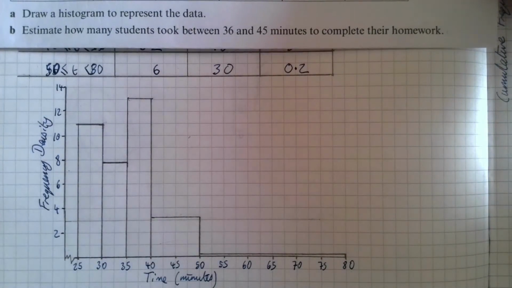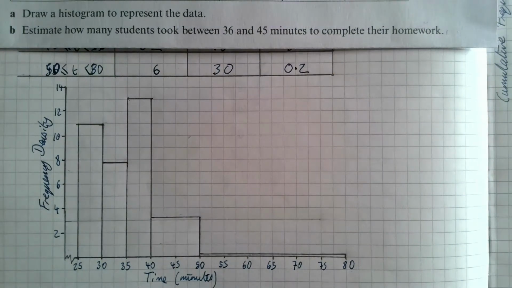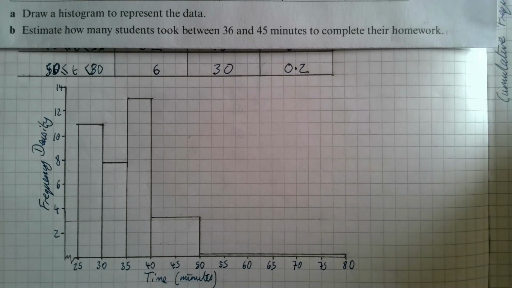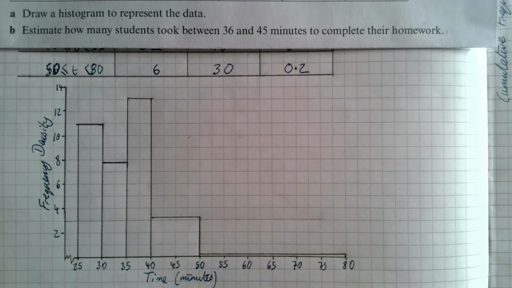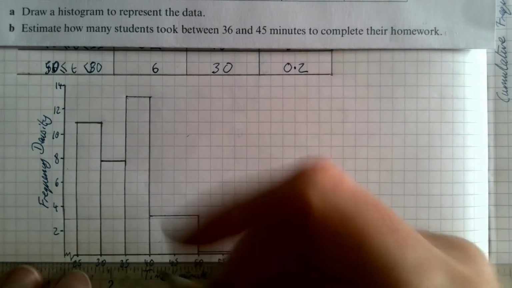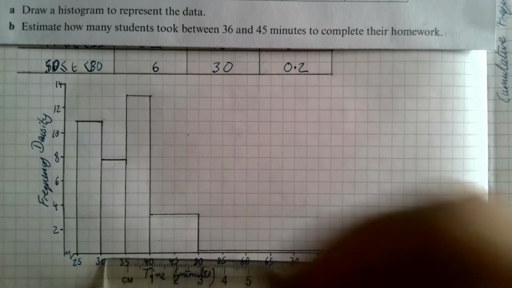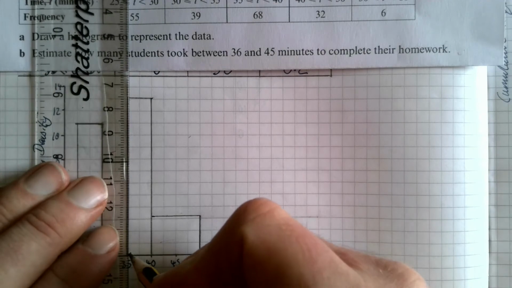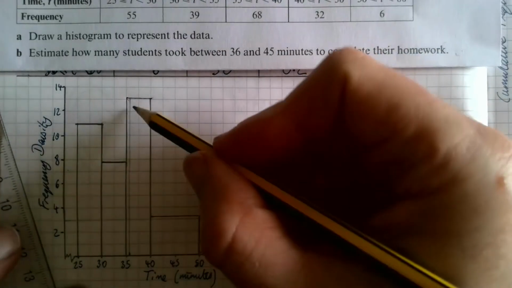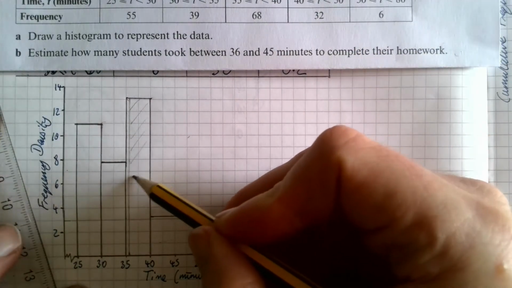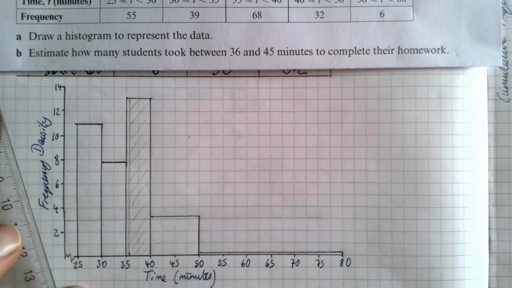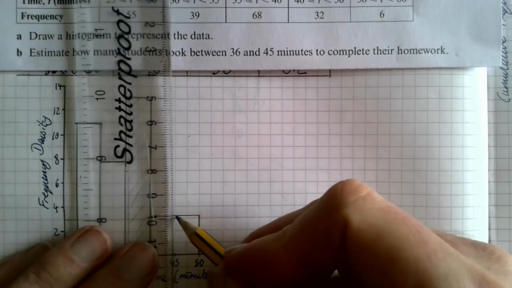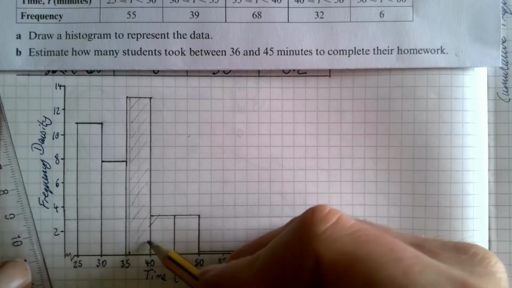We had to estimate how many students took between 36 and 45 minutes. Now, if I were to draw that on the histogram, that's going to be, well, 36, so a couple of millimeters in there. We're actually going to be talking about the number of students represented within part of that bar, and 45 minutes is halfway across that bar, isn't it?